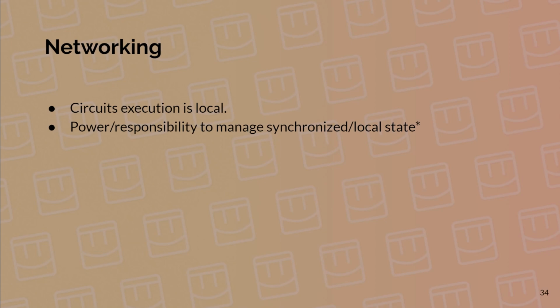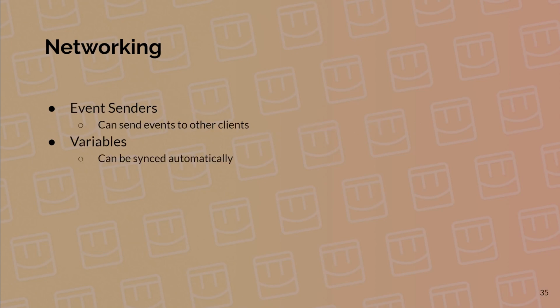If you wanted to build a room where a random number pops up when somebody joins the room, but it's the same number for everyone, you've got to construct that yourself. But Circuits gives you the tools to do that. And actually, it's nothing we haven't seen before. We've already seen these. Event senders, which we used previously to just send an event to an event receiver elsewhere in the room.